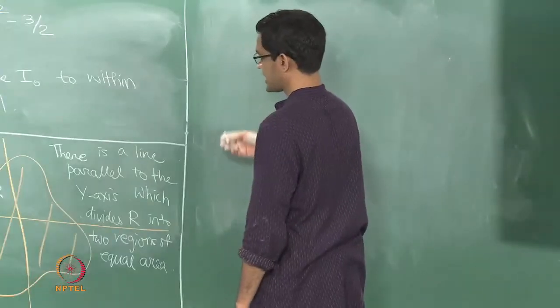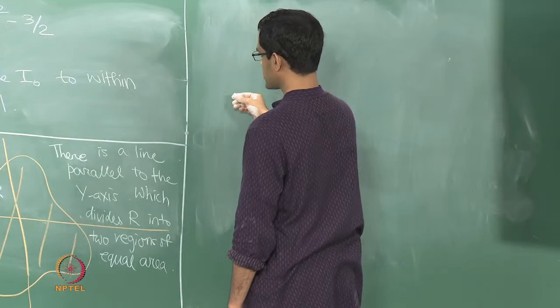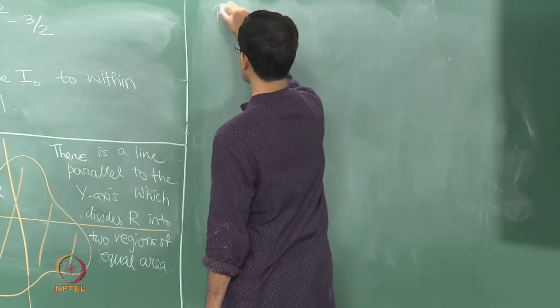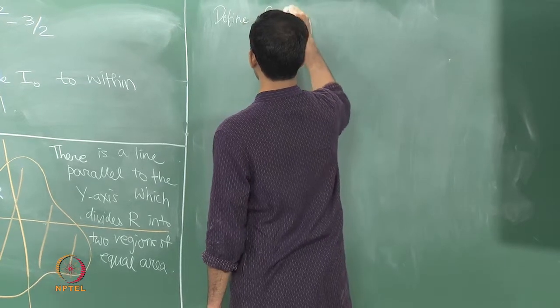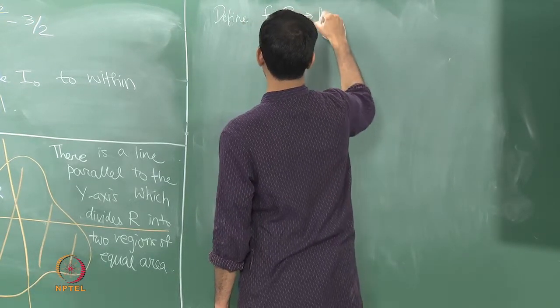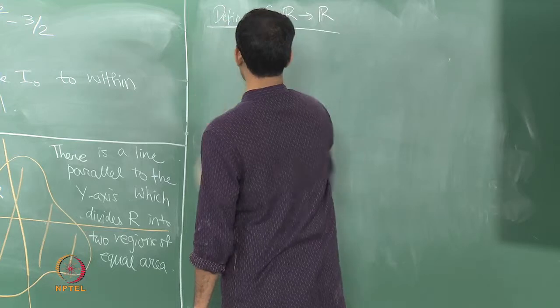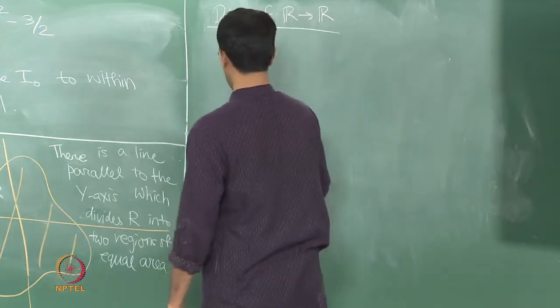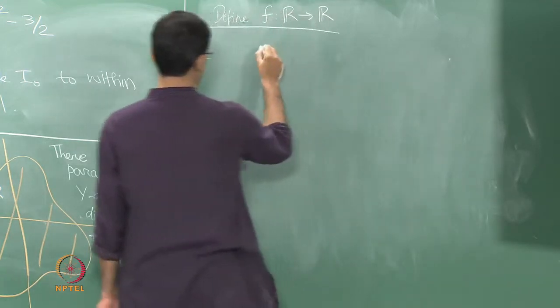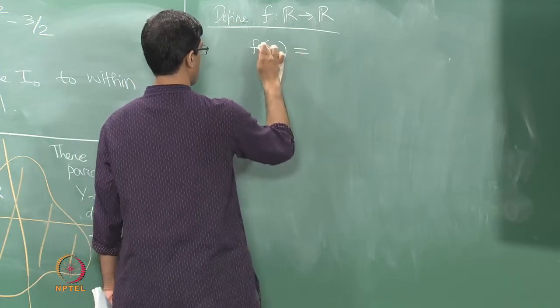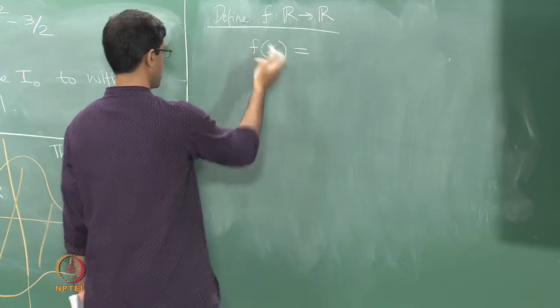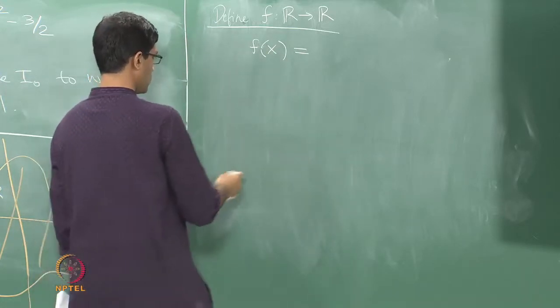So in order to use the intermediate value property, what one really needs to do is to define a function as usual, right? So let's define a function f from R to R. So what should it do? Well, for each real number x in R, let's do the following.